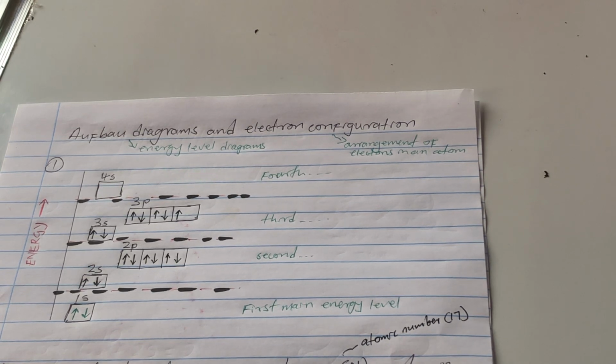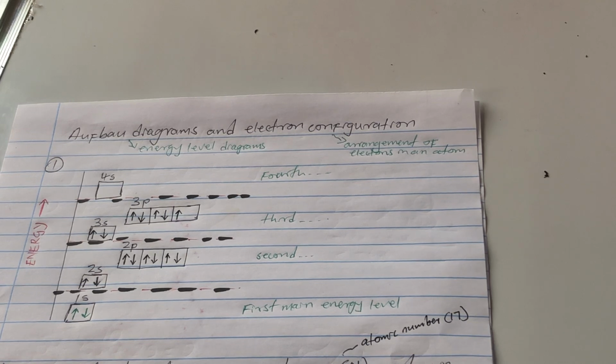But in this grade, we are expected to know from element 1 up to 20. That's why I've stopped at 4s. So now you have put the diagram in this form.